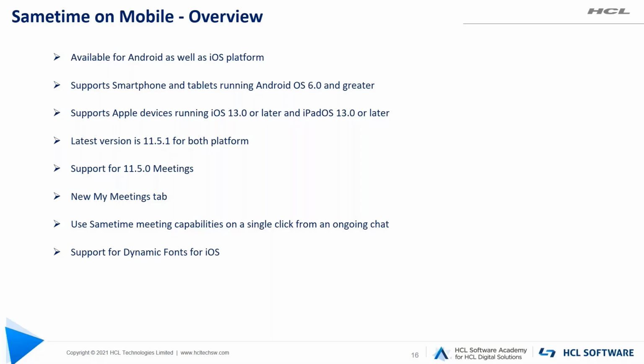To use meeting capabilities from mobile devices, it is important that you have a working meeting server deployed in your environment. So once you have the meeting server configured in your environment and working fine, you will see a new My Meetings tab in the Sametime application on the mobile device. We will see that in upcoming slides, about how it looks and feels on the mobile device.